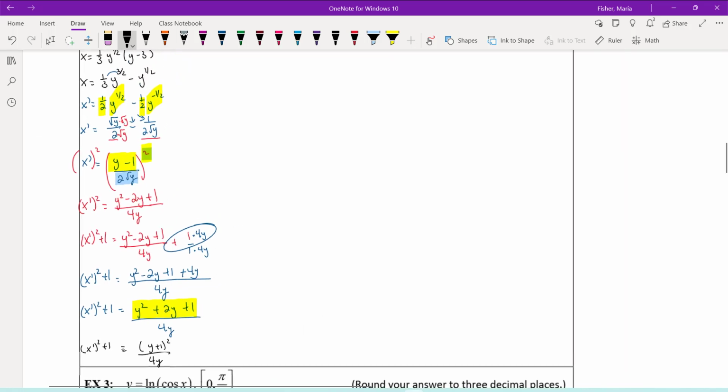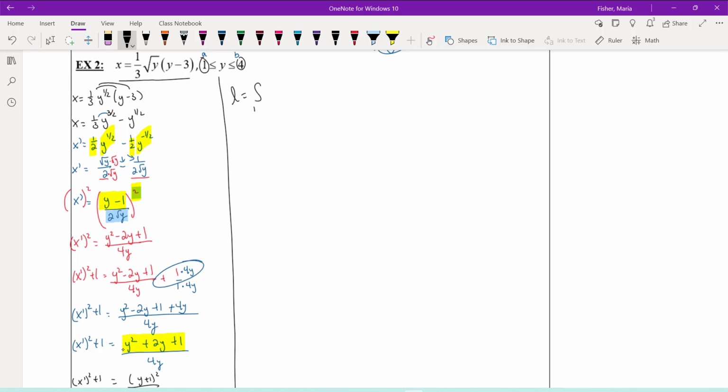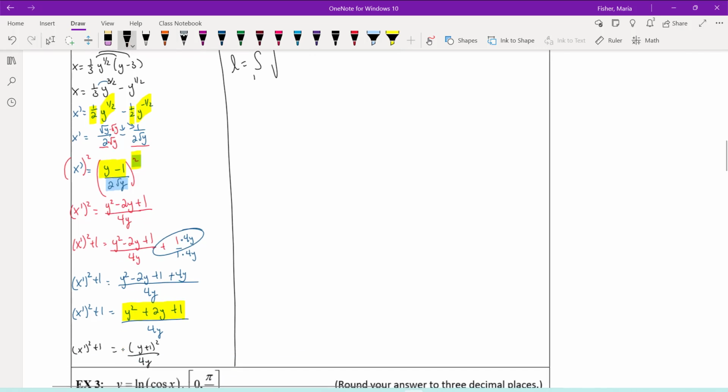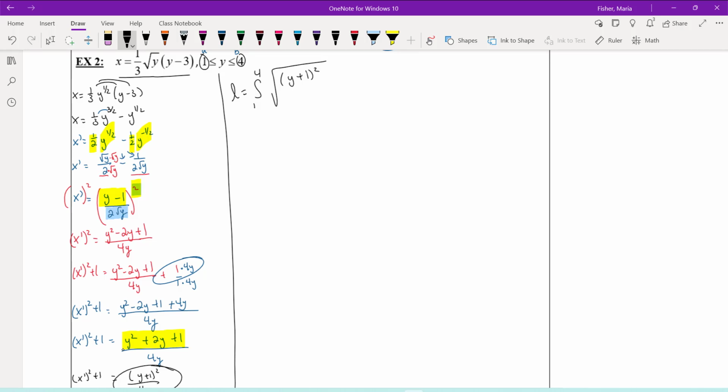Now we're going to put that back into the arc length formula. We know that L is going to equal the integral, remember it's from 1 to 4, of the square root of y plus 1 squared over 4y dy. I am allowed to distribute the square root to both numerator and denominator, so I have the integral from 1 to 4 of the square root of y plus 1 squared over the square root of 4y. Well, the square root and the square here cancel, and it's just y plus 1 because my limits of integration from 1 to 4 are positive, so it remains positive y plus 1.